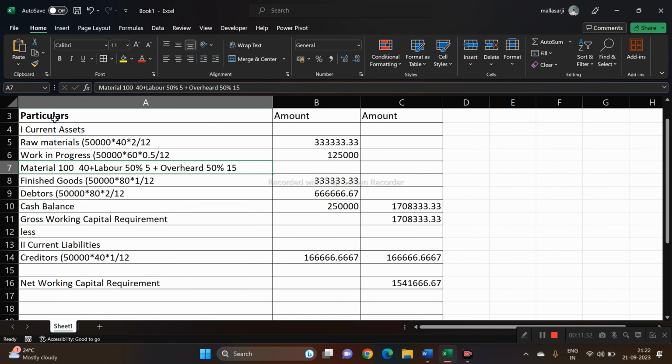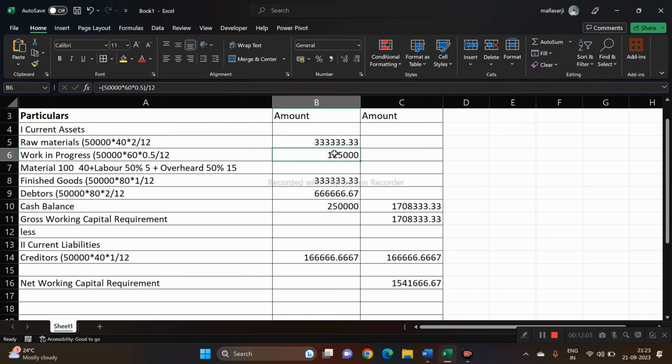I'll repeat one more time. The raw material cost is 3,33,000. So this is the calculation. For work in progress, I took 60 as the cost per unit, because material you take at 100%, and labor you take 50% of 10 rupees, you get 5. Overheads you take 50% of 30 rupees, half of 30 gives you 15. 15 plus 5 plus 40, you get 60 rupees.